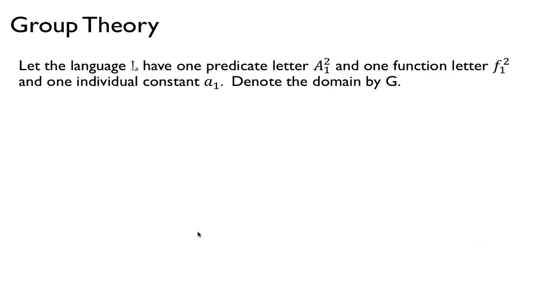Okay, let the language L. So here's another example of a theory. Suppose you have a predicate letter A1,2, and also a function letter, and an individual constant A1. And we're going to denote the domain, we call it G.